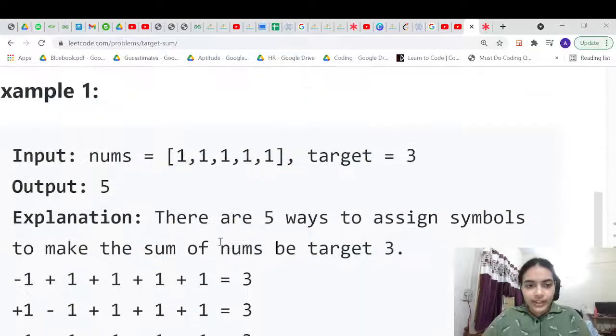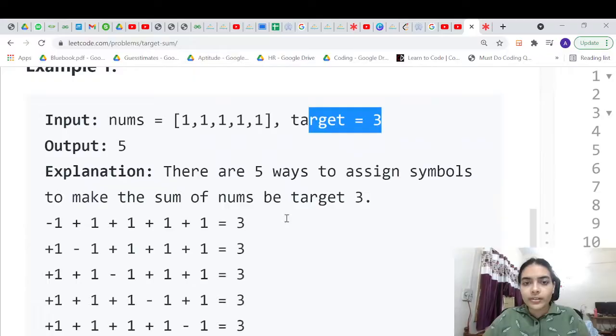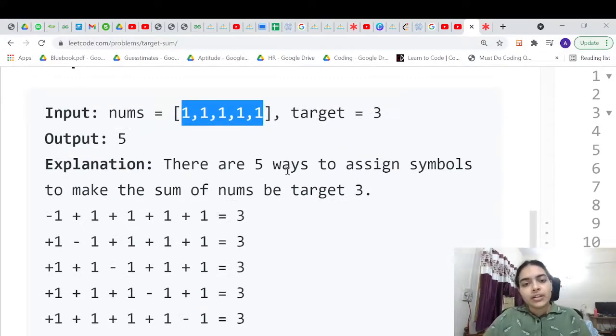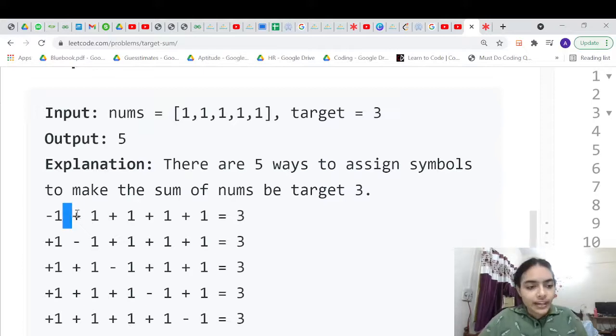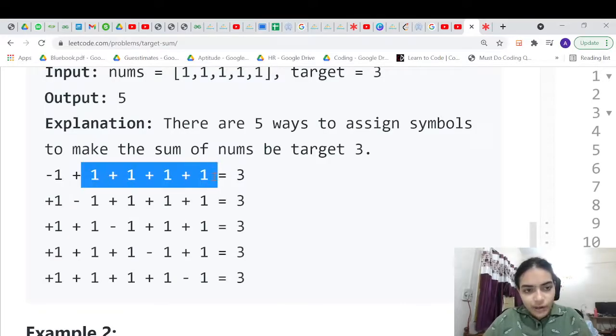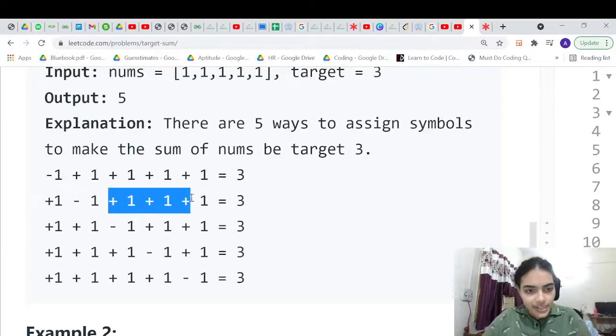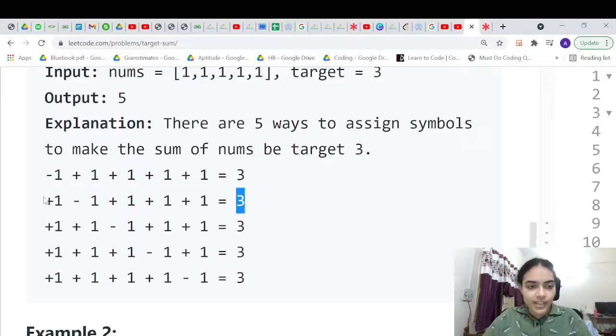So let's try to take an example. Suppose you are given this array and your target is 3. You have to make 3 and you have to use all of these integers. How many ways are there? You can add a plus sign or a minus sign before each integer. So for example, you take this minus 1 and then for all the remaining you put a plus sign, you get 3. You take the second number with a minus sign and all others with plus signs. Again you form 3, and so on. So you have 5 ways to do this.